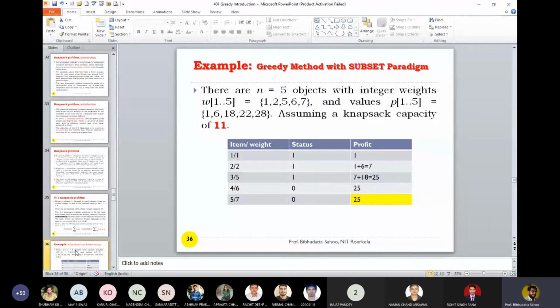Please believe this is a typical case. Even if they are arranged in order, they are not going to produce the optimal solution. Okay, look into this example. We have a knapsack with 5 items, and the weights of the corresponding items are 1, 2, 5, 6, 7, and the profits associated with them are 1, 6, 18, 22, and 28.